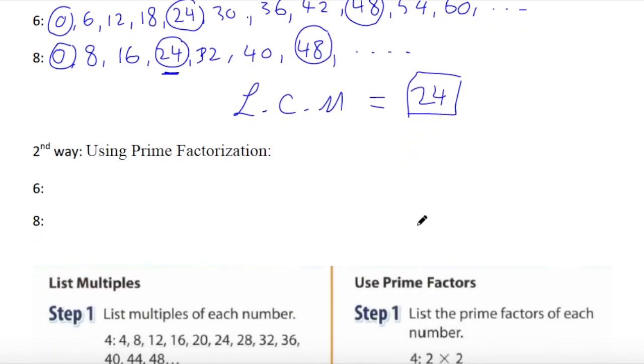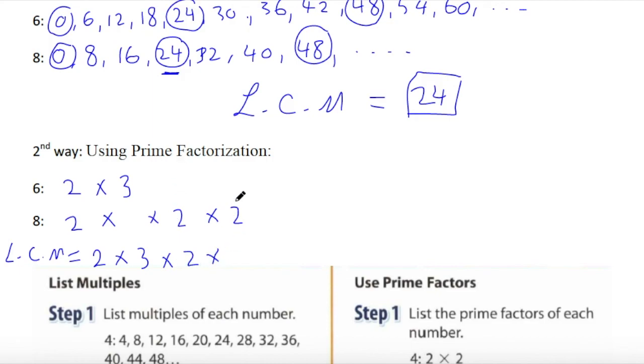Second way, using prime factorization, you will factorize 6 into 2 times 3. 8 is 2 times 2 times 2. So now take one from each column. So LCM equals, from here take 2, from here take 3, from here take 2, from here take 2. So now 2 times 3, 6 times 2, 12 times 2 equals 24. This is the second way.